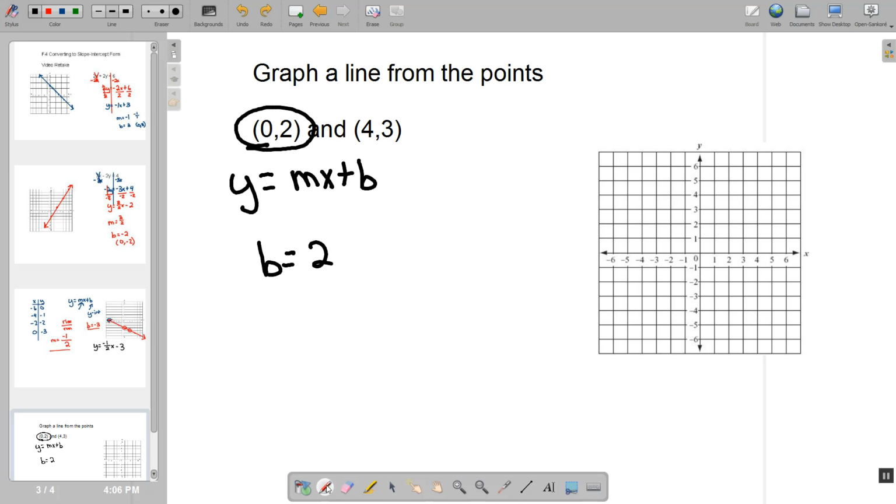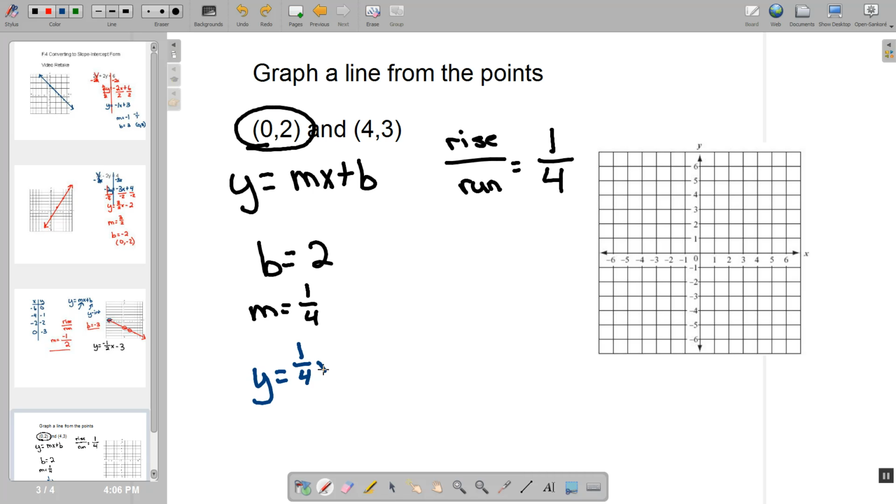Now, the slope is a little bit tougher. We have to find the gap from this number to that number and then here to here. If you remember our rise over run, this was section 2 from this unit. From 2 to 3, that's going up 1, or a rise of 1. From 0 to 4, that's a run of 4, which means that our slope has to be 1/4, or our m is 1/4. And we are ready for our equation. It's going to be y equals 1/4 x plus 2.